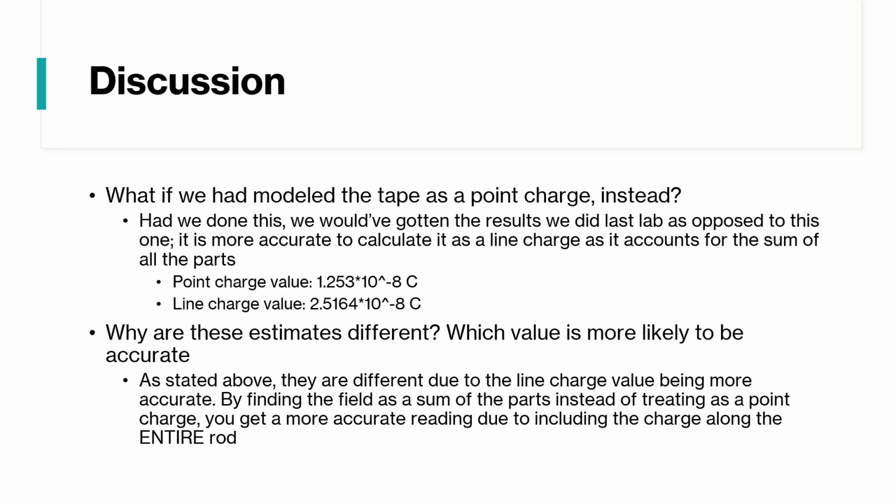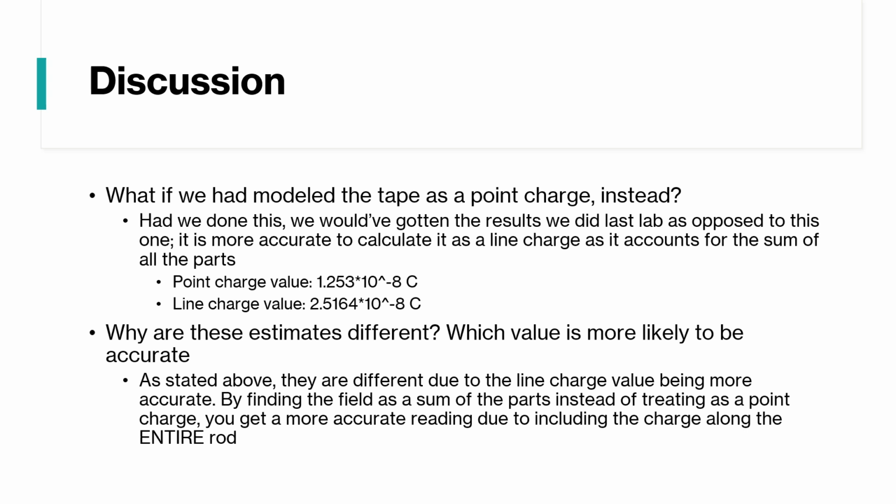So now we're just going to discuss the what-if and why questions for this lab. First, what if we had modeled the tape as a point charge instead? Had we done this, we would have gotten the results we did last lab as opposed to this one, where the point charge value is 1.253 times 10 to the negative 8 coulombs, which we got last time, and the line charge is 2.5164 times 10 to the negative 8 coulombs, because last time we did not account for the charge coming from all over the rod, just one single field coming from the middle and one force coming from the middle.